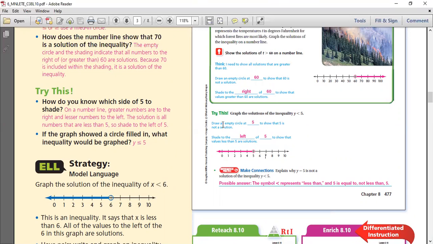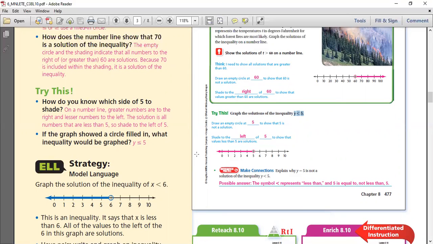Okay, now draw an empty, we have to graph this solution. y is less than 5. So first let's concentrate on this line. In your book it's empty, right? I hope it's empty for you.